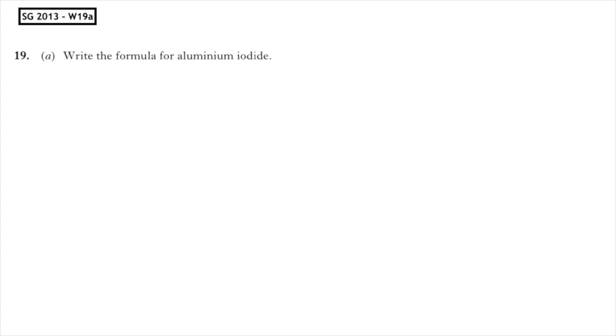This question's from the old standard grade 2013 past paper, written 19A. The question asks, write the formula for aluminium iodide. The compound ends in "ide", the D stands for double, which means we're going to be using 2 different elements. It's specifically asked just for the formula, so we're going to be working out the chemical formula.